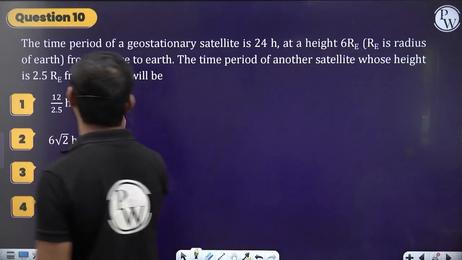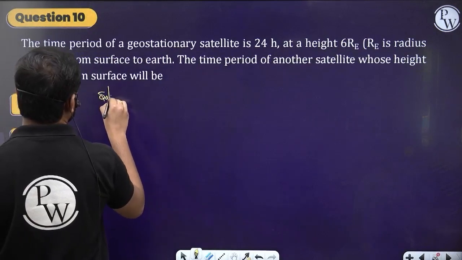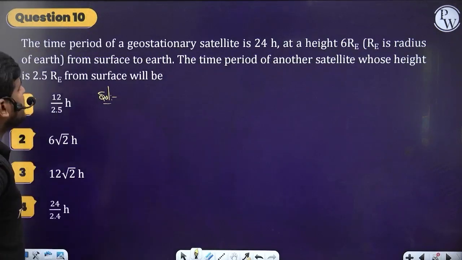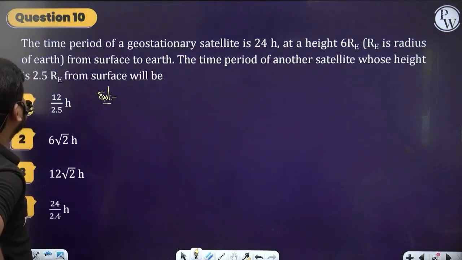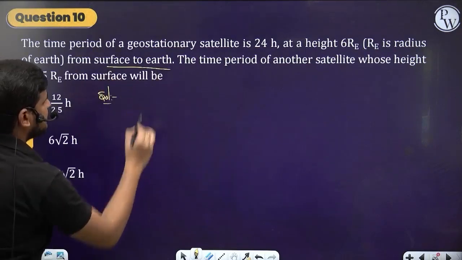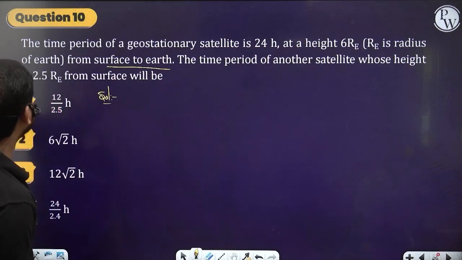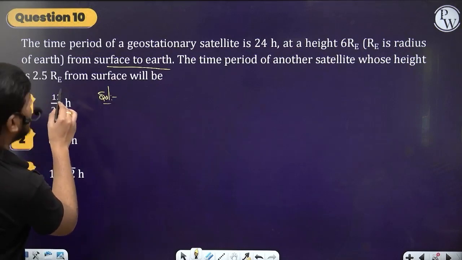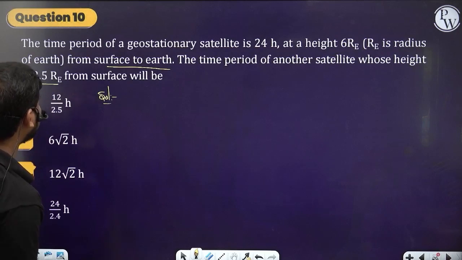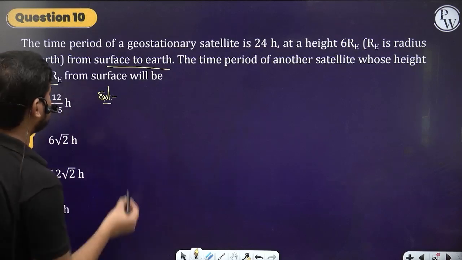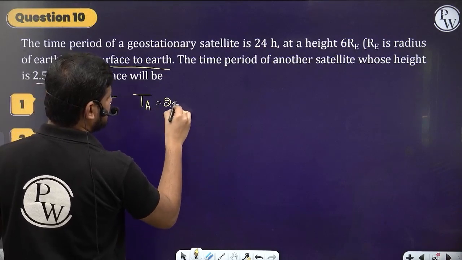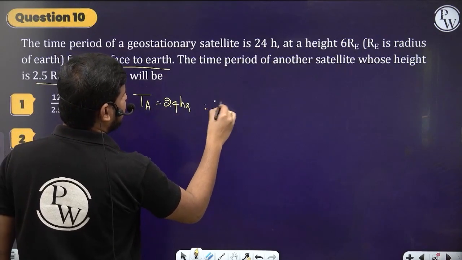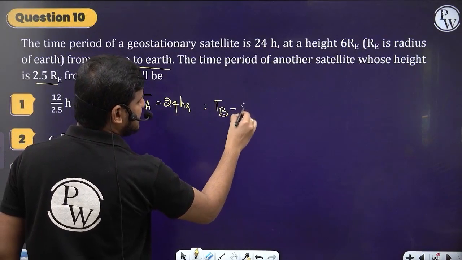So question number 10. What does the question say here? The time period of a geostationary satellite is 24 hours. It is at a height 6 RE from the surface of the earth. The time period of another satellite whose height is 2.5 RE from the surface will be the same question. So satellite A is a geostationary satellite with 24 hours time period, and we have to find the time period of the other satellite, TB.